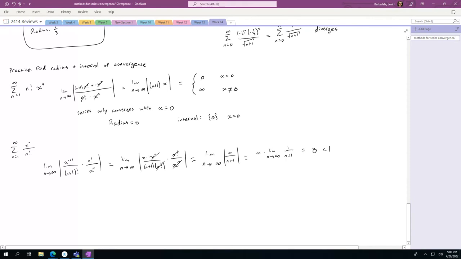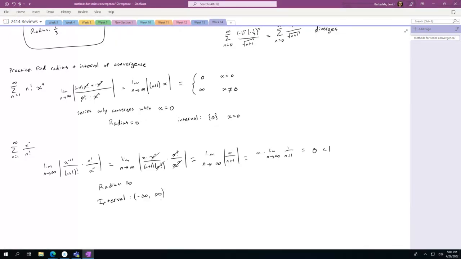So in this case, I can actually say that my radius is infinite. Because I can have as big of an x value as I want, and this limit is still going to go to 0, right? And that's still going to be smaller than 1. There is no way I can use my ratio test to get a number larger than 1 so that my series is going to diverge. So my radius is infinity, which means that my interval would be all real numbers. Make sense?